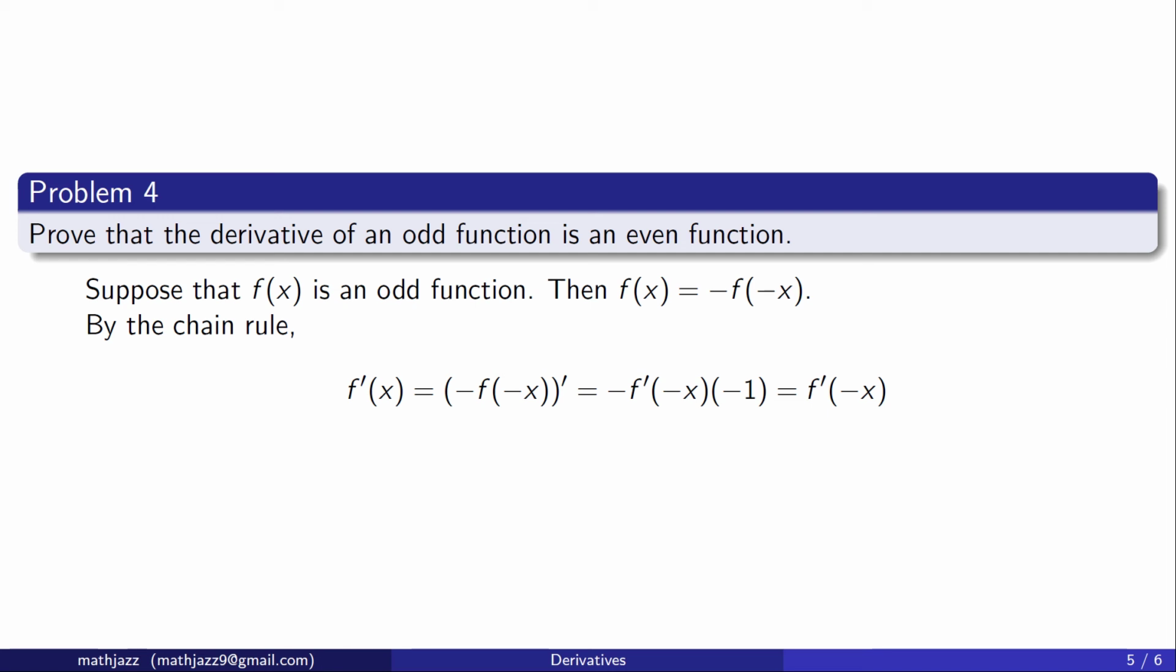The function was negative x, so the derivative is negative 1. And the two negative signs will cancel with each other, this negative sign here and this negative sign here. So we get f prime of x equals f prime of negative x. That satisfies the definition of an even function, because our even function definition is g of x equals g of negative x. So f prime satisfies that. It is even. We proved our theorem, and we are done with all 4 of today's problems.